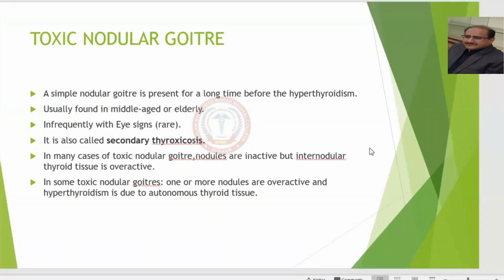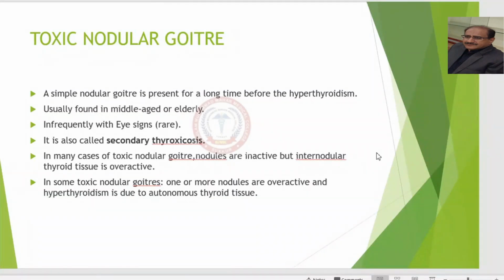After 2 to 3 years, suddenly the secretion of thyroid hormones is increased by this multinodular goiter. When the secretions are increased, we label it as hyperthyroidism. It means that 2 to 3 years before, that goiter was a simple multinodular goiter. After 2 to 3 years, it becomes overactive and causes increased secretion of thyroid hormones. So then hyperthyroidism develops.